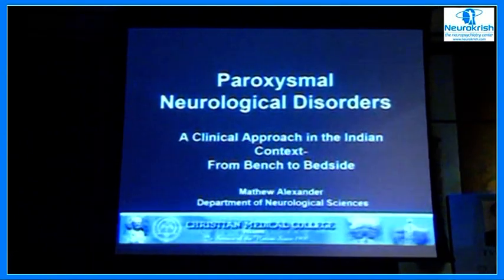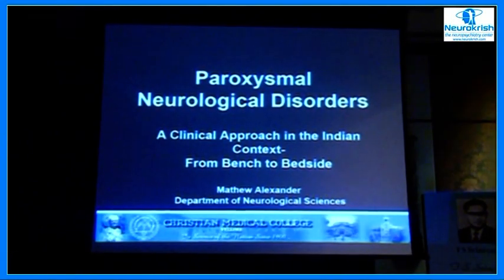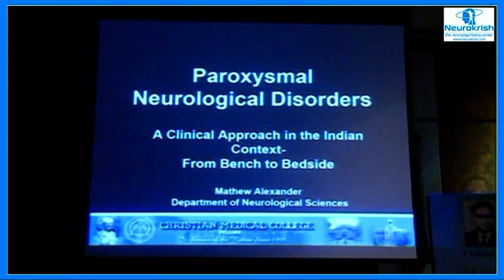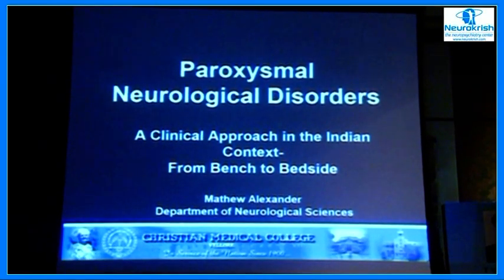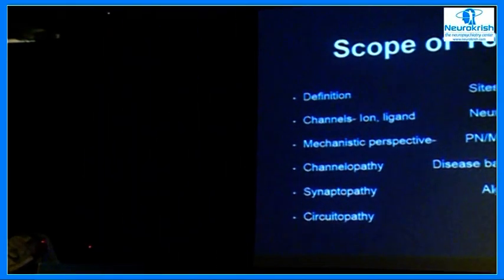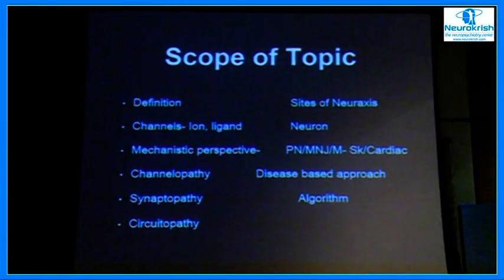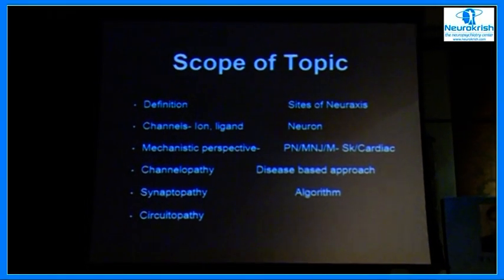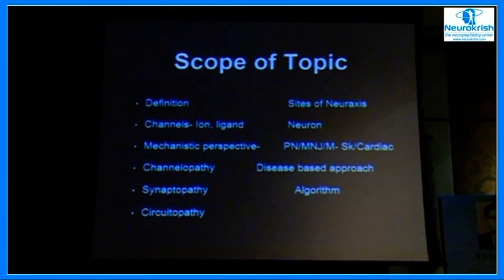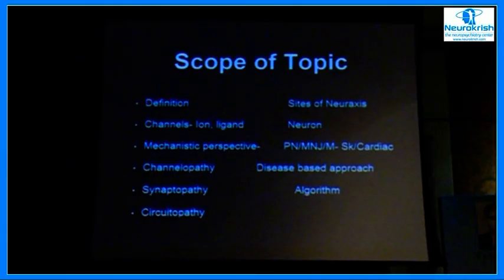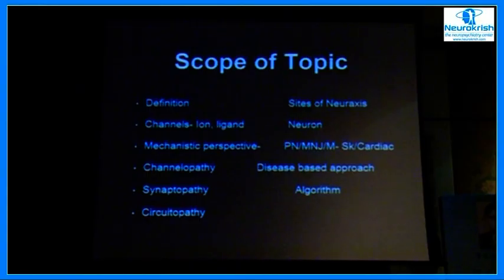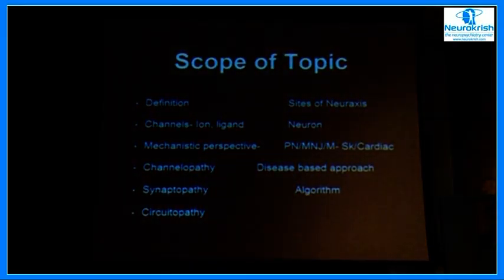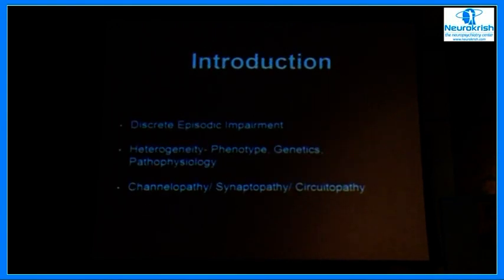So I'd like to share with you a clinical approach to paroxysmal neurological disorders in the Indian context. I bring greetings from Christian Medical College, Vellore. So basically, the scope of the topic is definition, channels, mechanistic perspectives, channelopathy, synaptopathy, and circuitopathy, sites of neuraxis affected, the neuron, the peripheral nerve, the myoneural junction, the muscle, skeletal muscle, cardiac muscle, and a disease-based approach. How do we approach, and the need for algorithm in the setup.